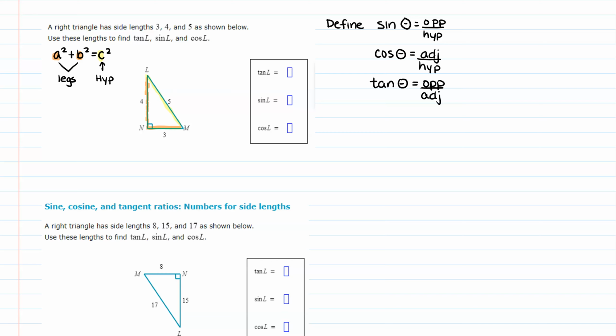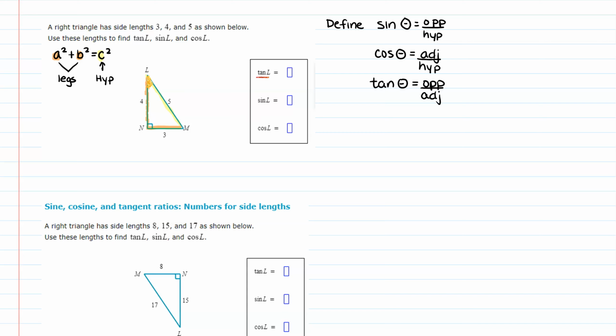So some guy realized that when you have triangles that have the same angles, their ratio of sides are the same. So we're going to define the ratio of the opposite side to the hypotenuse as sine, and the ratio of adjacent side to the hypotenuse as cosine, and the ratio of opposite over adjacent as tangent. So now this question is asking for tangent of L. So L is the angle I'm looking for.